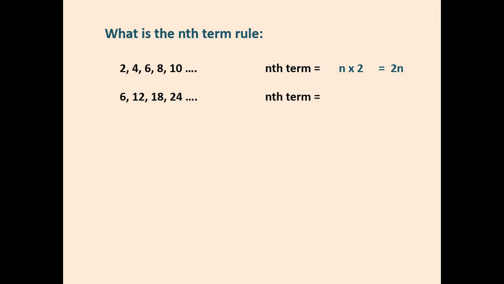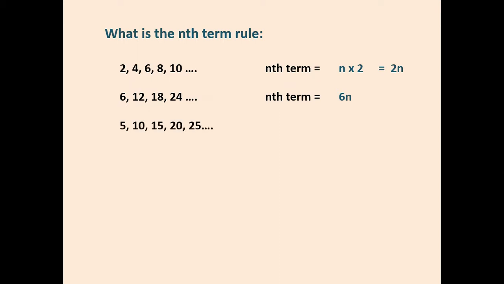The nth term, what would it be? You can clearly see it would be 6n, because 6 times 1 gives me 6, 6 times 2 gives me 12, 6 times 3 gives me 18, and so on and so forth.